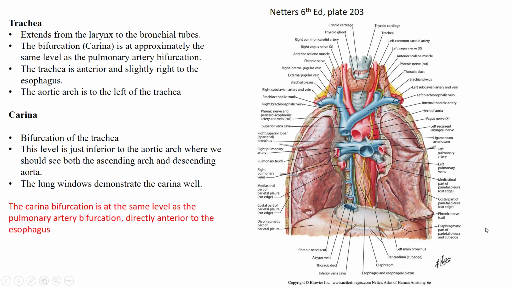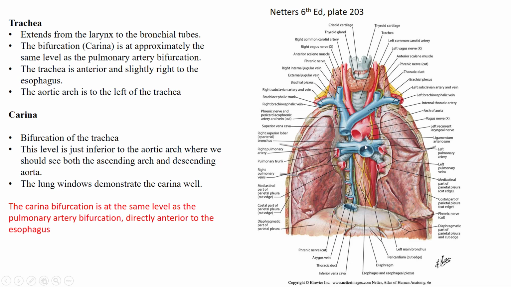This plate in Netter shows the relationship of the anatomy well. So you have the trachea here in white, and the aorta and the aortic arch is just to the left of the trachea and of the carina. So on an axial CT image, you'll see the aortic arch, and then just to the right of that, you'll see the trachea and the carina. And then, as we mentioned, the carina bifurcates at the same level as the pulmonary trunk.